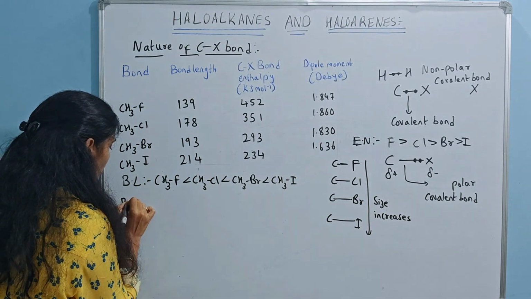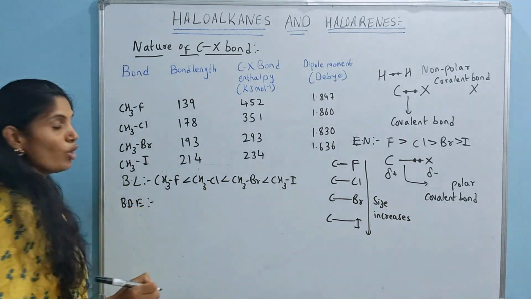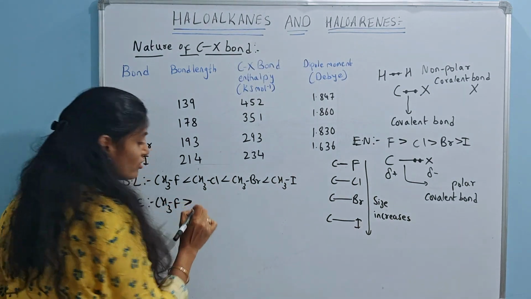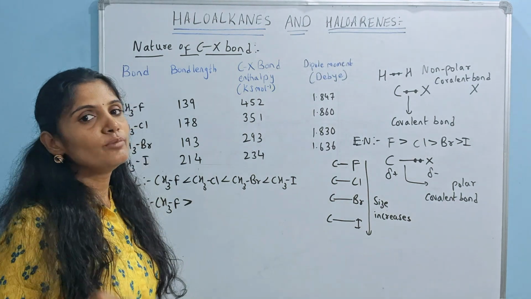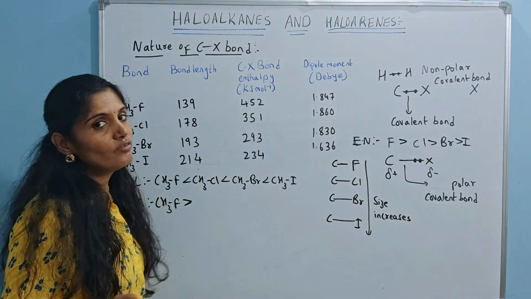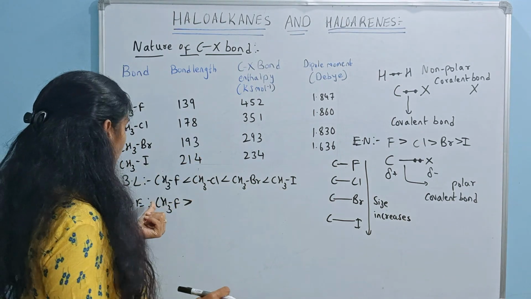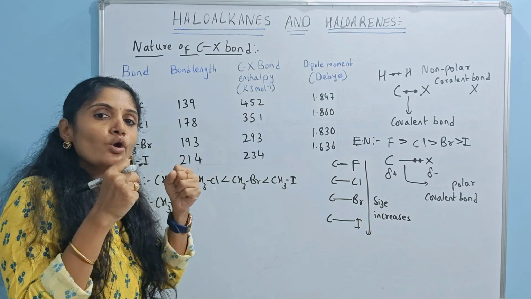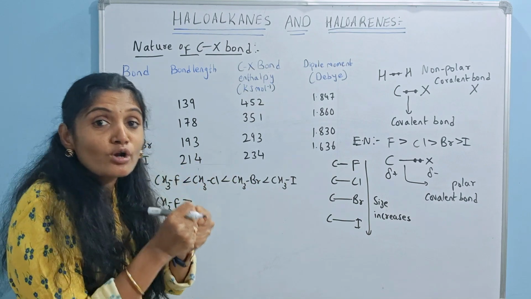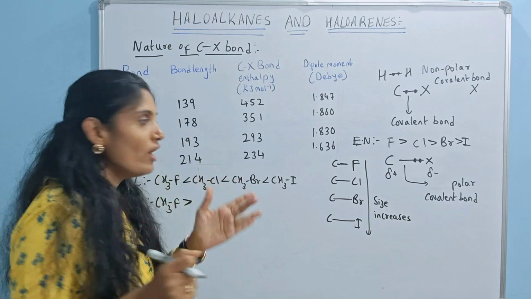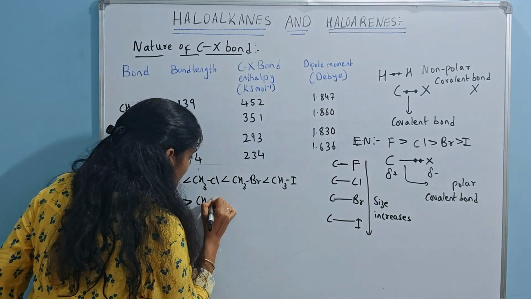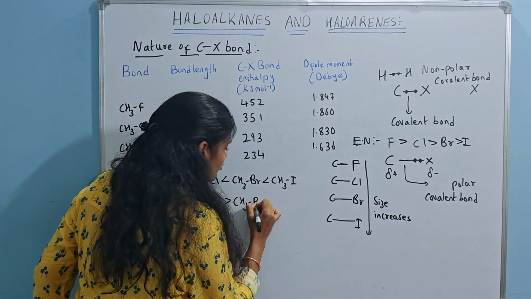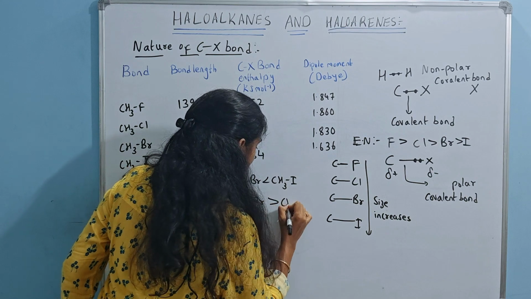Now when I talk about the bond dissociation energy, CH3F will have the highest bond dissociation energy due to the less bond length. It is very difficult for me to break the bond, because the bond between carbon and fluorine is very strong, because the shared pair of electrons are very close to the nuclei of both the atoms. Then comes my CH3Cl, then comes CH3Br, and then comes my CH3I.